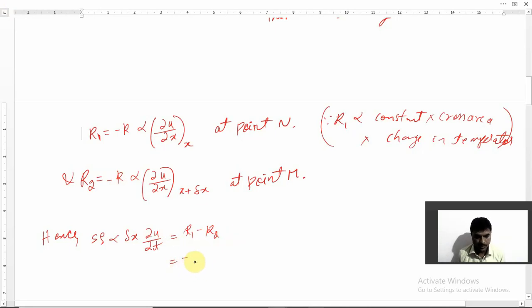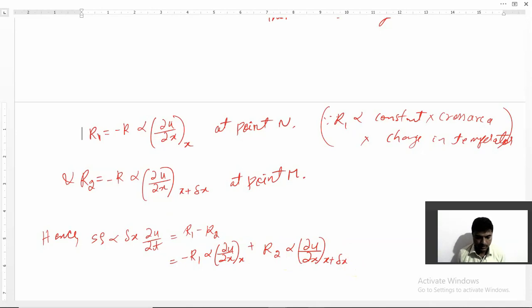Just substitute the equation. Minus R1 alpha dou u upon dou x. Minus into minus, it will become plus. Please remember, don't make a mistake about how sir has written this plus. Don't get confused. Minus into minus is going to become plus. Just I am substituting this in the equation. So alpha dou u upon dou x, at x plus delta x. That's it, students. Now we'll just simplify this equation.